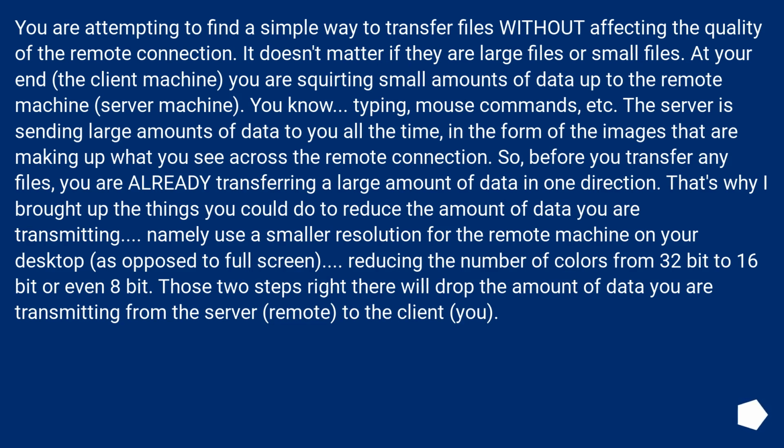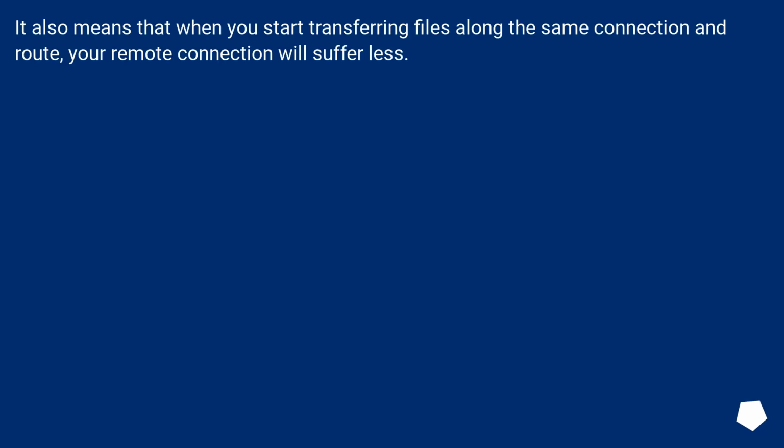Namely, use a smaller resolution for the remote machine on your desktop, as opposed to full screen, and reduce the number of colors from 32-bit to 16-bit or even 8-bit. Those two steps right there will drop the amount of data you are transmitting from the server, the remote, to the client, you. It also means that when you start transferring files along the same connection and route, your remote connection will suffer less.